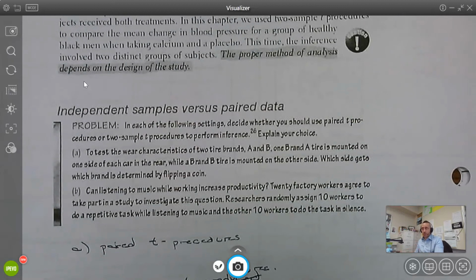On your unit test, you might have a question that deals with either 2 sample or paired, and you're going to have to make the decision and follow through those correct 4 steps for it.